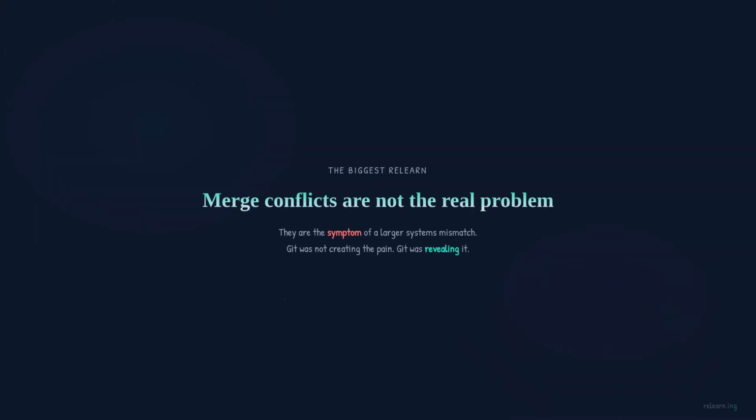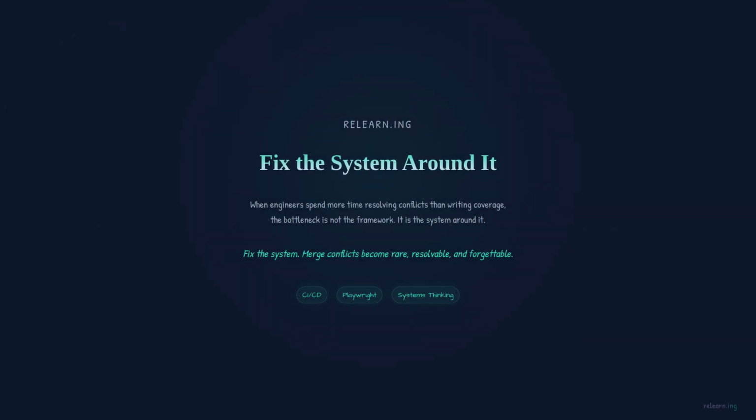The biggest thing I had to relearn: merge conflicts are often not the real problem. They are the most visible symptom of a larger system mismatch. Git was not creating the pain, Git was revealing it. Once engineers spend more time resolving merge conflicts than writing useful Playwright coverage, the real bottleneck is no longer the framework, it is the system around it. Fix that system and merge conflicts go back to being rare, resolvable, and forgettable.